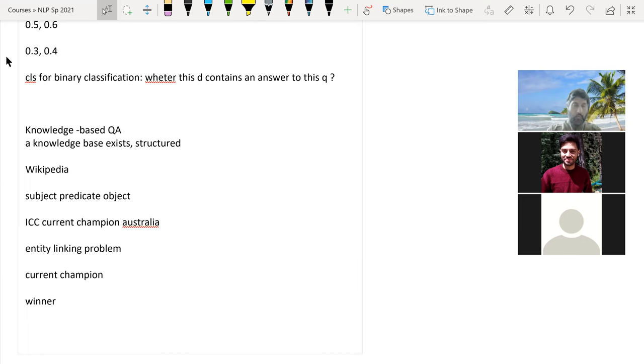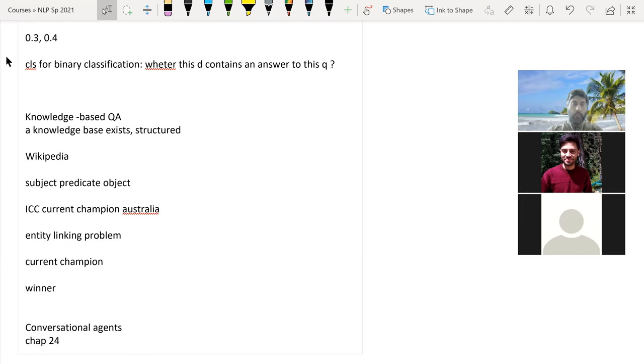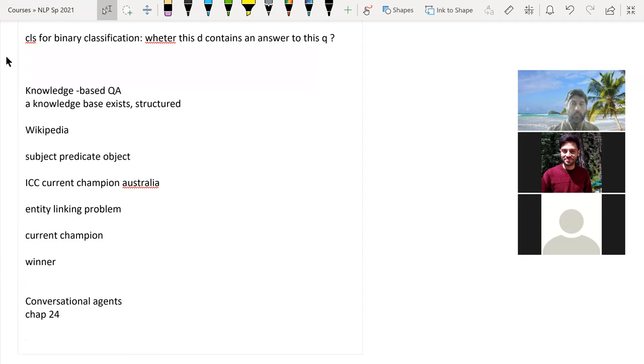So let's quickly move on to conversational agents. This is chapter 24 of your textbook. You can think of a conversational agent as multiple question answers or multiple turns that are taken. So you have a question, you have an answer, or you have some conversation going between two people. So in a way, it's kind of an extension of the basic question answering. But then, of course, the scope for conversational agents is much broader.